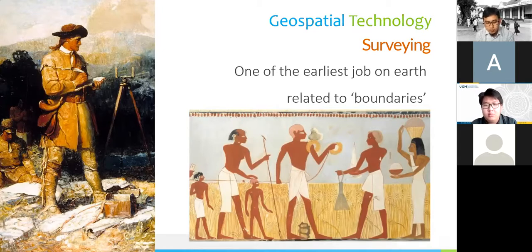So for the first one, we have the earliest geospatial technology, which is still very important today. It is surveying. And we see that today surveying, while still having the same principle of measuring the world, and hence the name of our department, geodetic engineering, which means to measure the earth, has evolved with the advancement of technology in the 20th century. And we will also discuss this later.